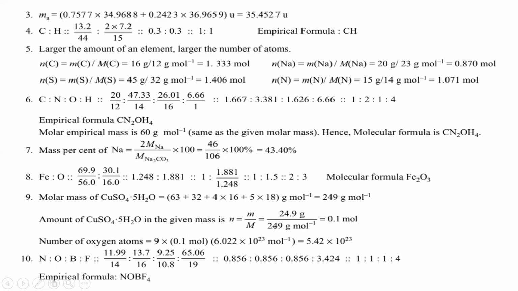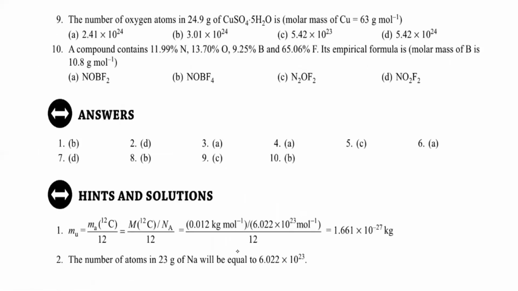So n is equal to 24.9, the given mass, by 249, the total, that is 0.1 mole, and in 1 mole, you know already, it is equal to the Avogadro number. So in 0.1 mole, how many oxygen atoms? So 9 into 0.1 into 6.022 times 10 to the power of 23, that is 5.42 times 10 to the power of 23 atoms, is the answer. So in this way you can find the number of oxygen atoms in 24.9 grams of hydrated copper sulfate. And the last question, you have to find the empirical formula again.